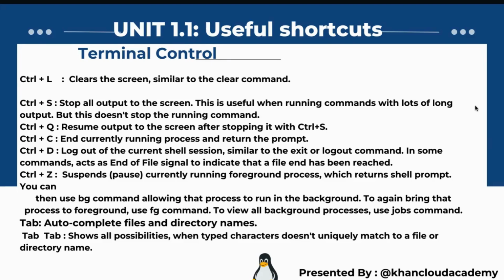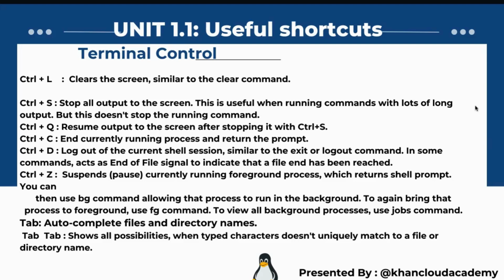This is useful when running commands with lots of long outputs, but this does not stop the running command. Suppose you're running something like Kafka that keeps giving outputs and updating as new brokers come in. You can stop the display, but it's actually still running in the background. Control Q resumes output to the screen after stopping it with Control S. Control C stops the currently running process and returns to the prompt. So Control C is what we use whenever we're running something and we have to stop it.